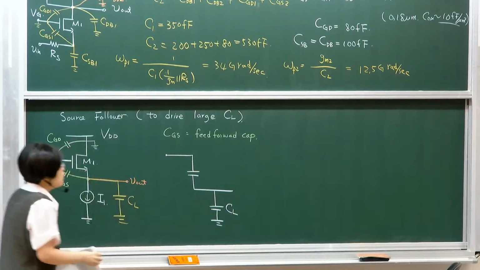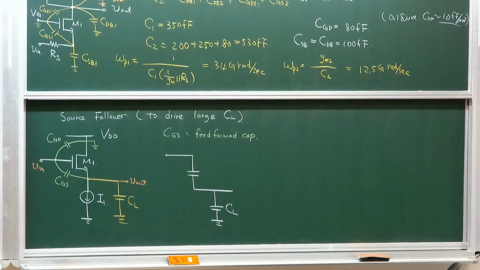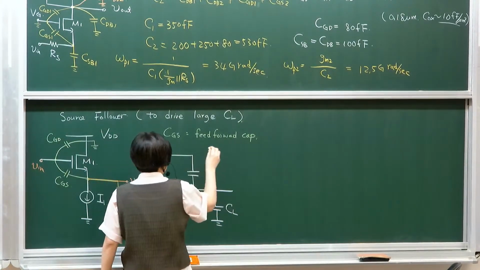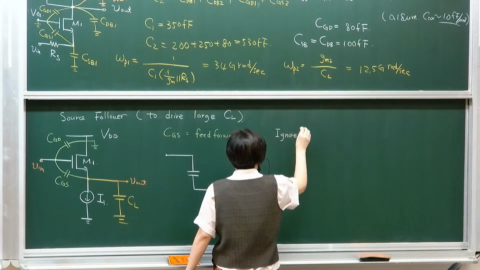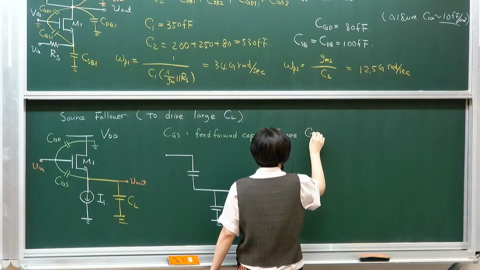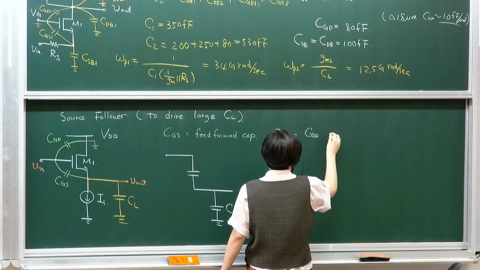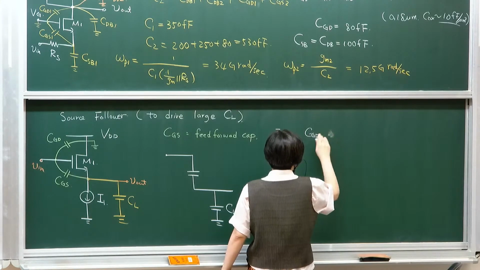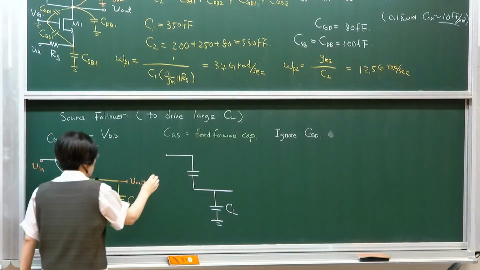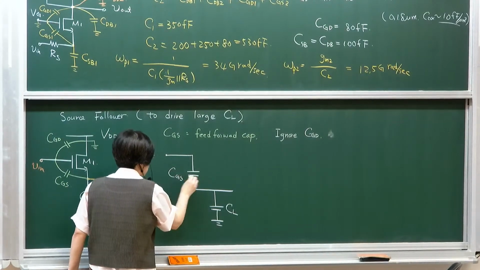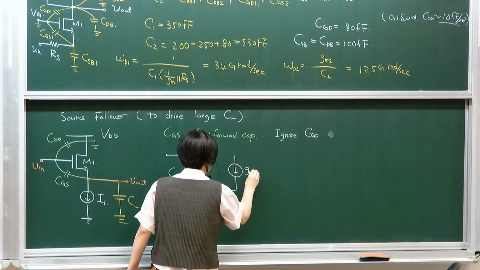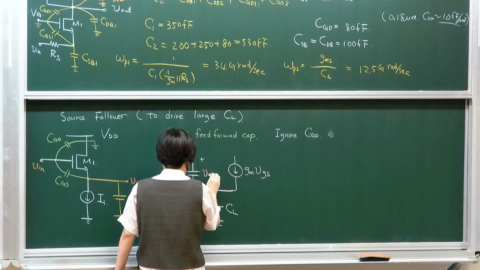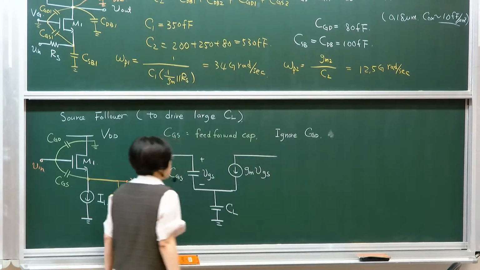So in this analysis, in order to make our life easier, we're going to ignore CGD. We're going to assume CGD is open, so we're going to ignore the effect of CGD. I'm going to only see CGS, GM. So that will be my equivalent circuit.